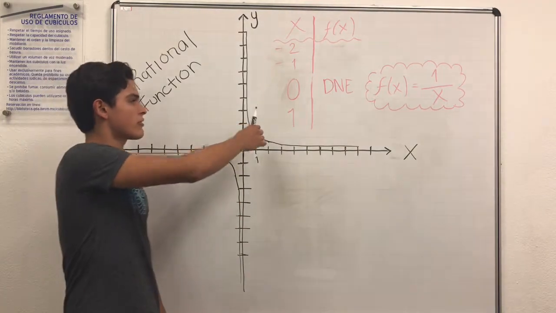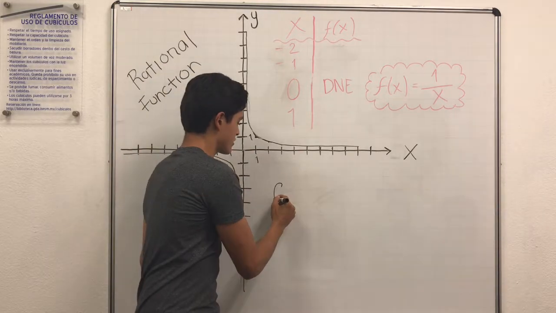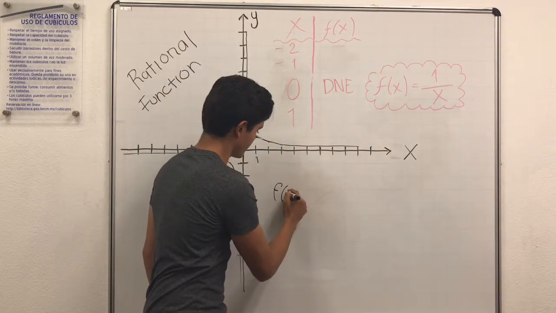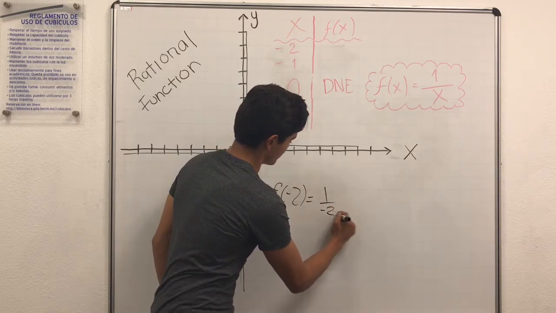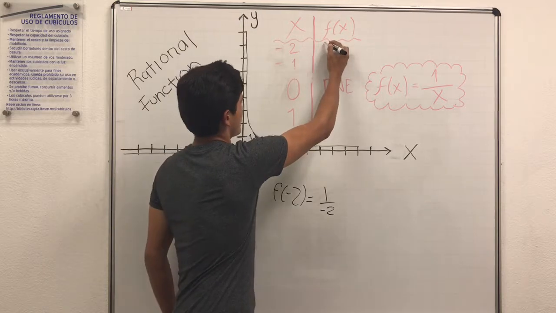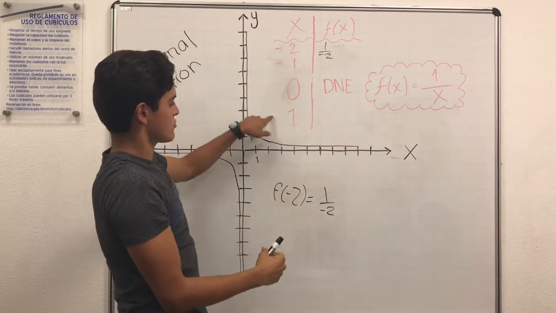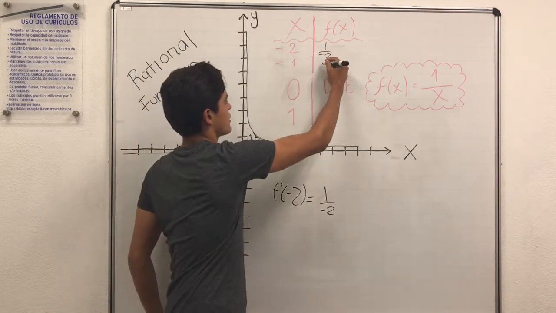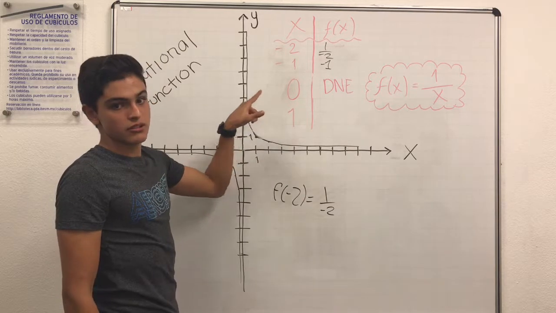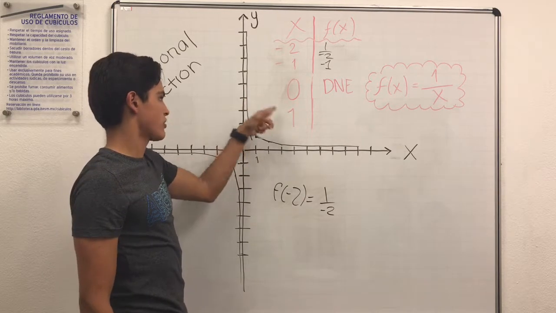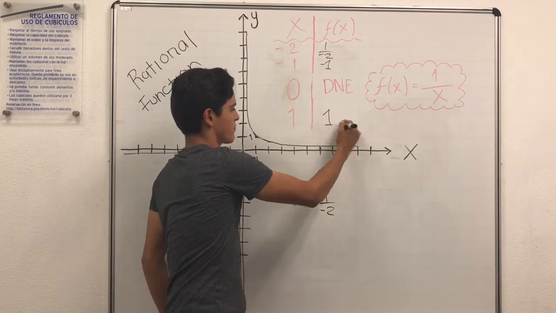To know how to graph a rational function, we need to evaluate any value of x in the function. So f of minus 2 is equal to 1 over minus 2. So the first value is this, and you need to do the same with the next values. So 1 over minus 1 is minus 1. Any division over 0 does not exist, so this value in the function does not exist. And 1 over 1 is 1.